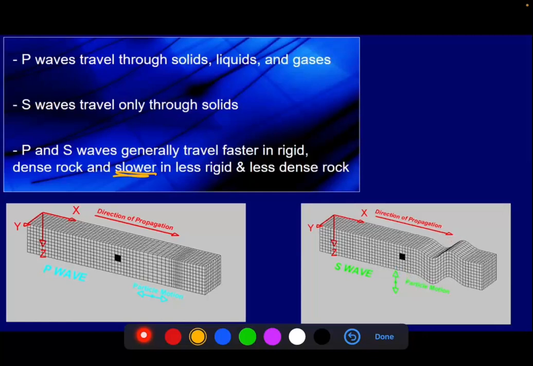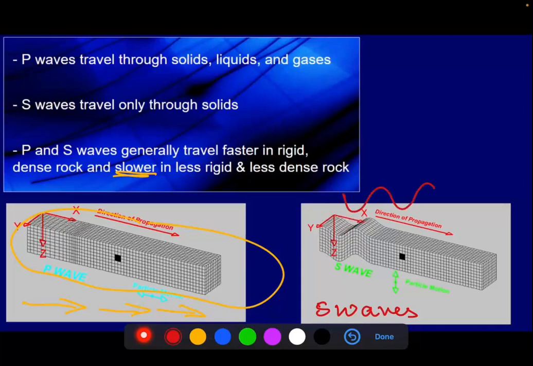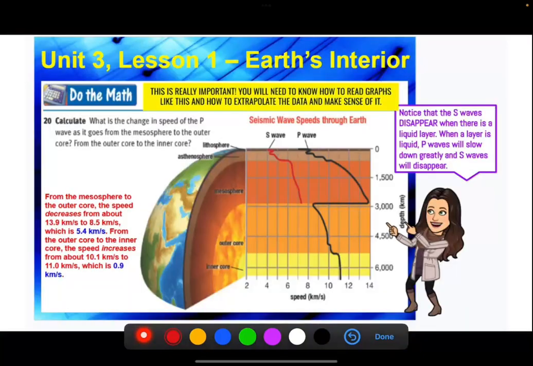Down here, we have our P wave. Remember, it pushes. Remember, we did that with the slinky. And then we have our S waves over here, and they tend to go like this. Those are our S waves.